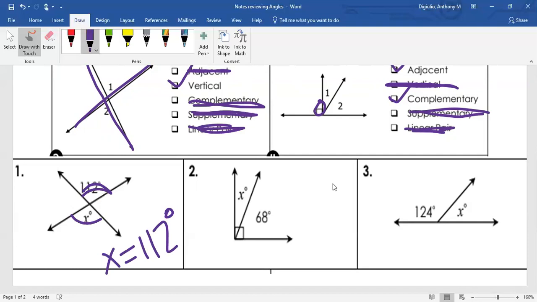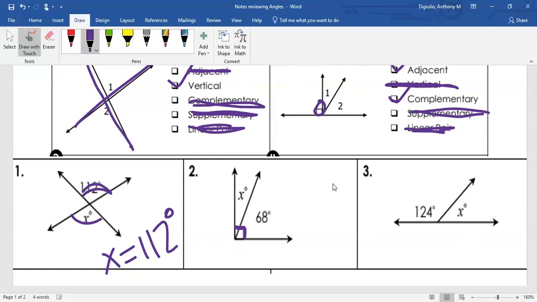For number 2, it's going to be a little bit different, but same idea. We're going to look to see, hey, which angle are we talking about? Or what can describe this angle? What kind of angle is it? And in this case, well, I see that 90-degree angle. That's a really, really good hint about what it's going to be. So in this case, it's complementary. These two are complementary angles.